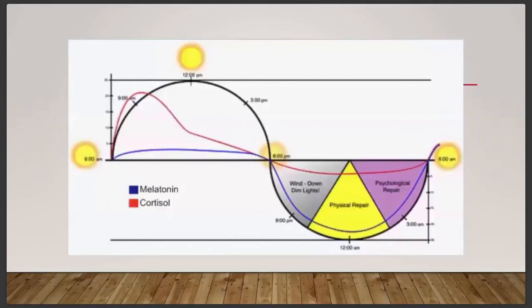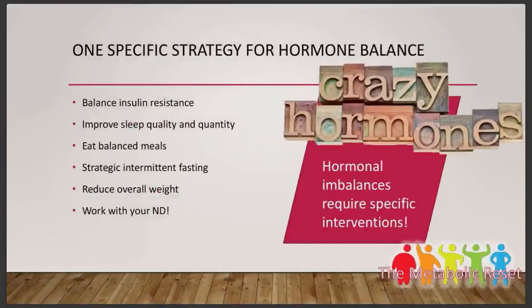And the unfortunate part is that when we have so much stress in our lives, a lot of the time we're not able to get appropriate rest going. If you don't have appropriate rest, you don't have appropriate tissue repair, you don't have great metabolic clearance. There's lots of things that will happen from that. At the end of the day, what I'm trying to say is, here's one specific strategy for hormone balance in this patient. We needed to balance insulin resistance. We needed to improve her sleep quality and quantity. We needed to have her eat a balanced meal. We actually used intermittent fasting with her. We needed to reduce her overall weight. We needed to can her exercise strategy, which most people would think would be the absolute last thing that I would say. But hormonal imbalances require specific intervention. So it's really important to be able to identify those things, whether it's by testing or by questionnaire or whatever strategy that we're going to use.